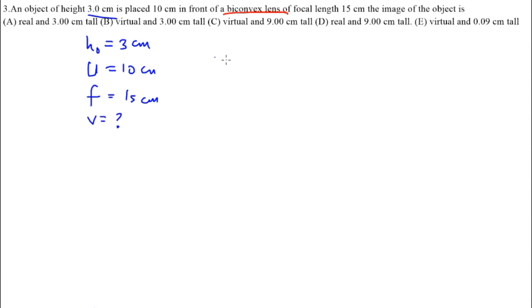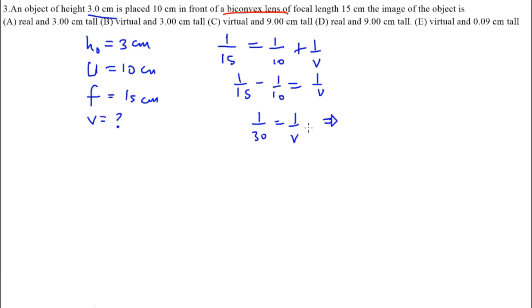So we need to find v. To know v, I just need to go with my formula, which is 1 over f, where f is 15, is equal to 1 over u, where u is 10, plus 1 upon v. So I have 1 over 15 minus 1 over 10, which is equal to 1 over v. 1 over 15 minus 1 over 10 is supposed to be negative 1 over 30, which is equal to 1 over v, which means that v equals minus 30. And if v is minus 30, it will mean that the image is virtual.